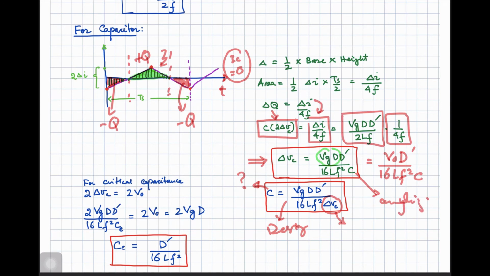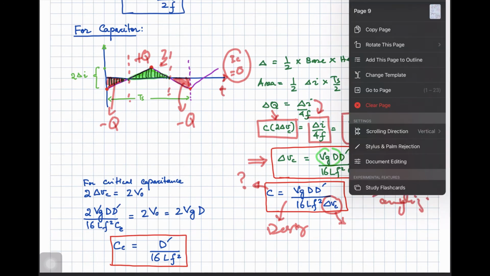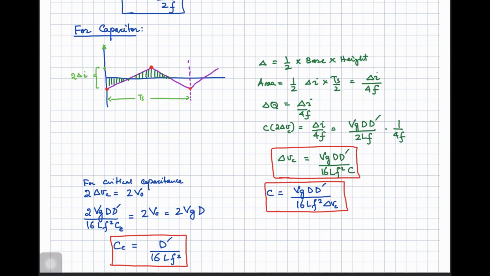So if you have the circuit parameter information, you know Vg, you know D, you know F, the inductance, you can find out what will be the change in the capacitor voltage, and that will appear across the load, and you can minimize it by the appropriate selection of the capacitor that can be calculated with the help of this expression.